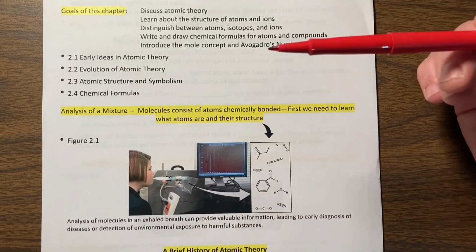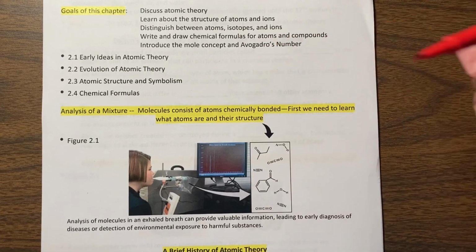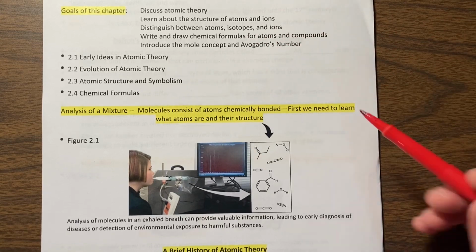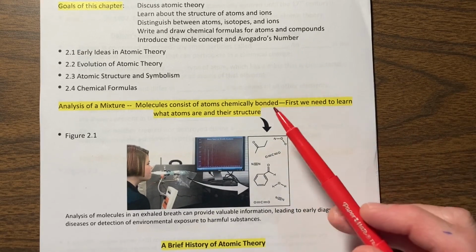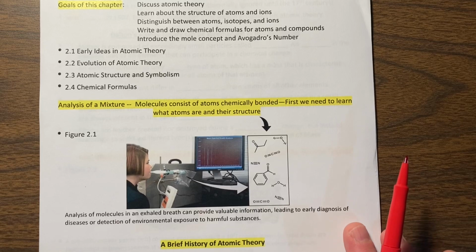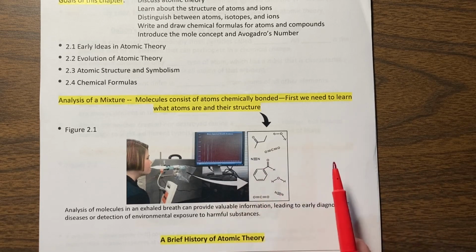So how do atoms fit into everything, especially molecules and compounds? As you know, molecules consist of atoms that are chemically bonded. Before we can understand how chemical bonding works, we need to learn a little bit more about what atoms are that make up these millions of different compounds.